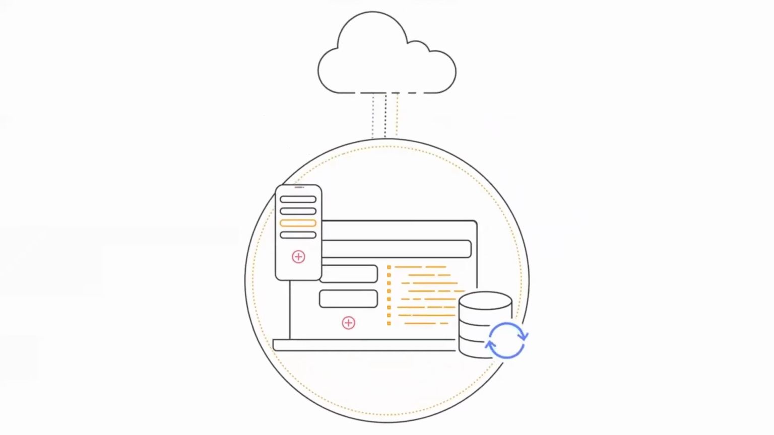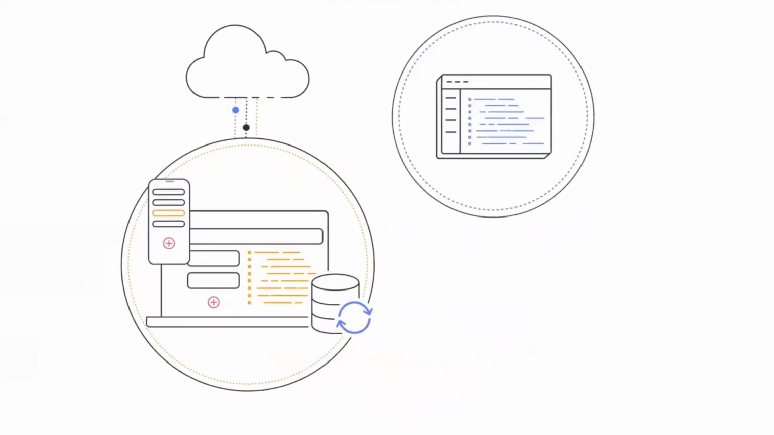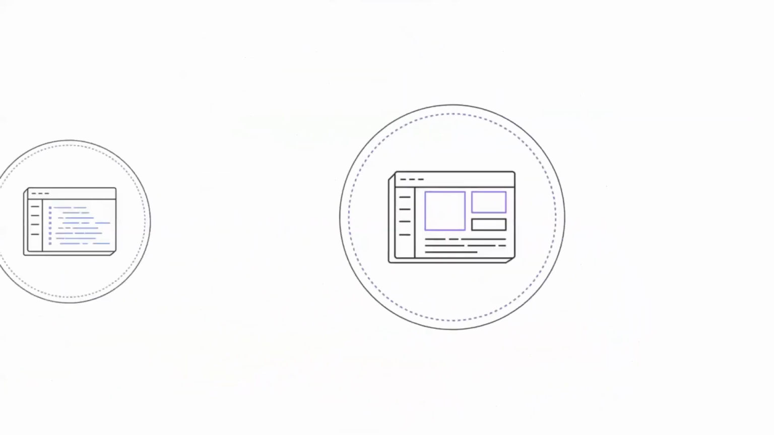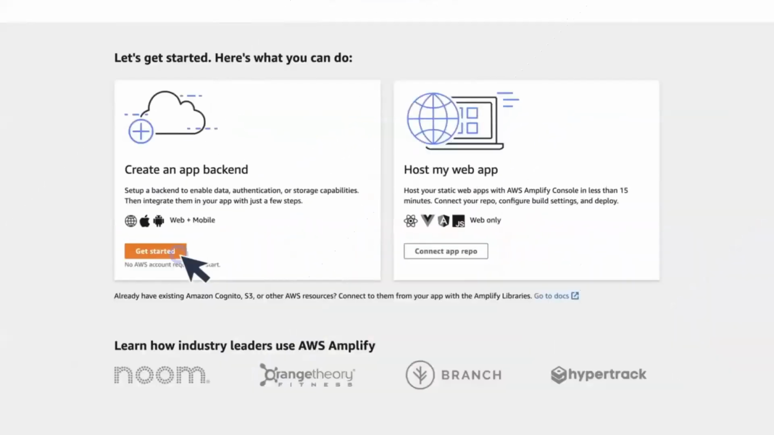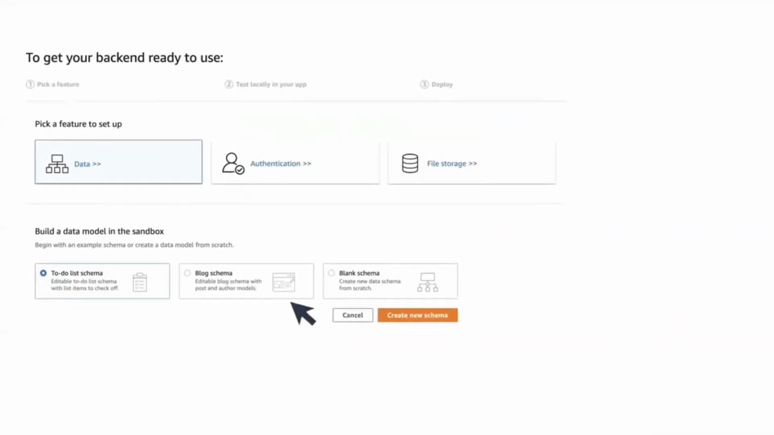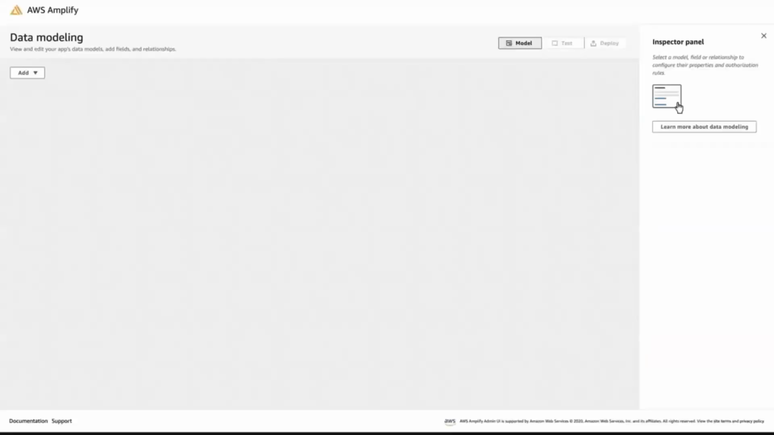Amplify Data Store is an on-device storage engine that makes working with distributed cross-user data as simple as working with local-only data. You can use the Amplify CLI or Admin UI to configure your app backend in minutes. Now we'll show you how to create a database with real-time and offline functionality in the Admin UI without needing to learn database concepts.